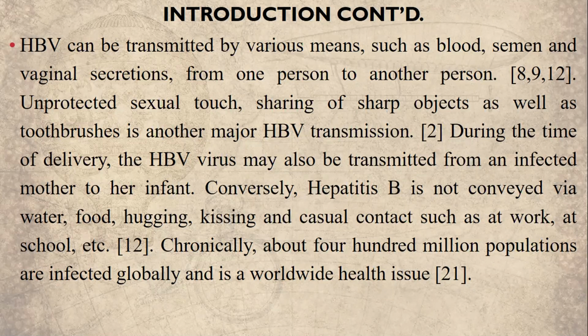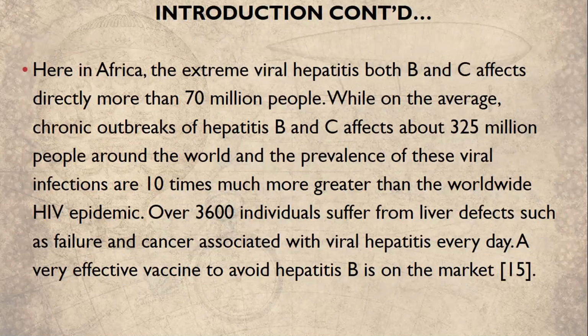Chronically, about 400 million people are infected globally, and it is a worldwide health issue. Here in Africa, extreme viral hepatitis, both B and C, directly affects more than 700 people, while on average the chronic outbreak of hepatitis B and C affects 325 million people around the world. And the prevalence of this virus infection is 10 times greater than that of the HIV epidemic.